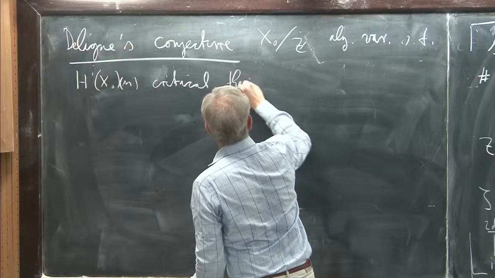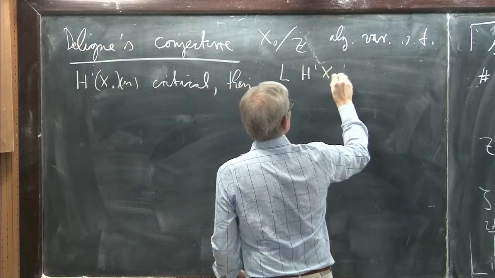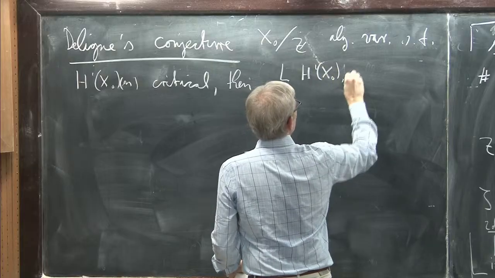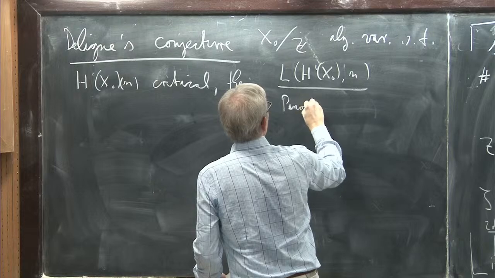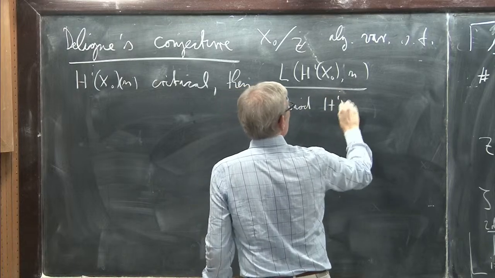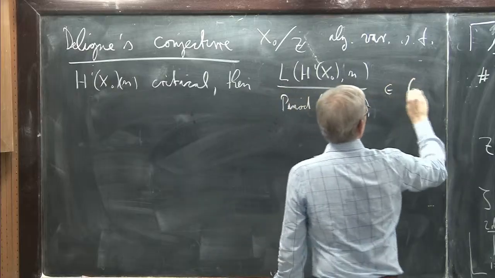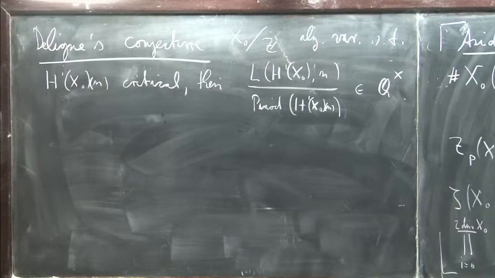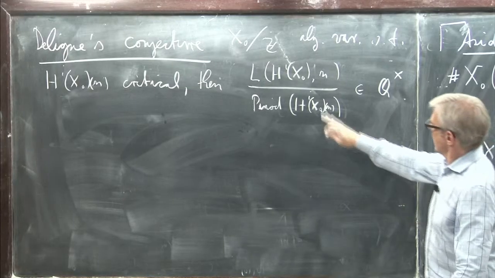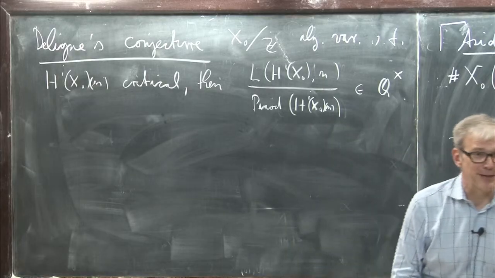Then we expect, or Deligne says, we should expect the following. The L value at n divided by the period of this thing, that should always be a rational number. And now everything here is somehow seemingly well defined.